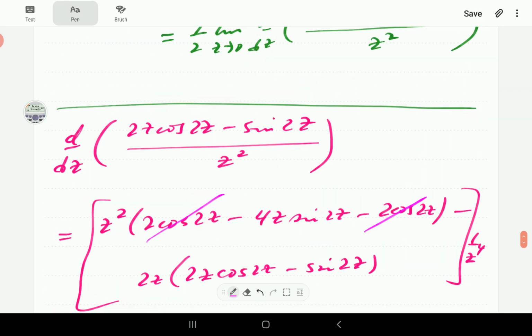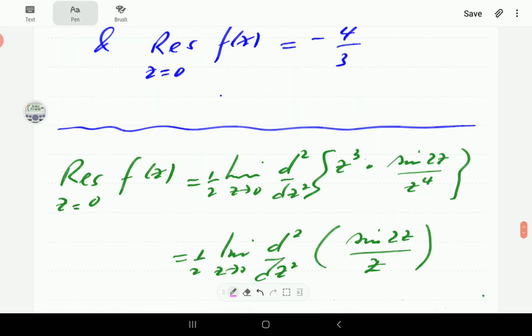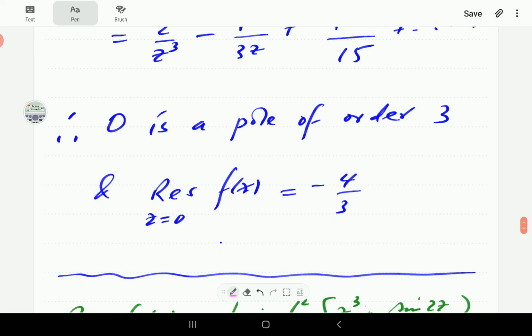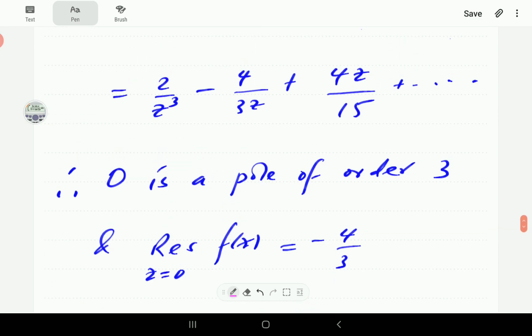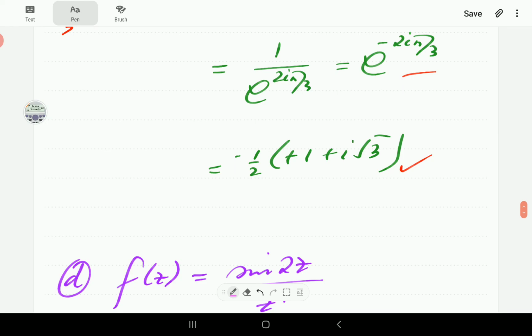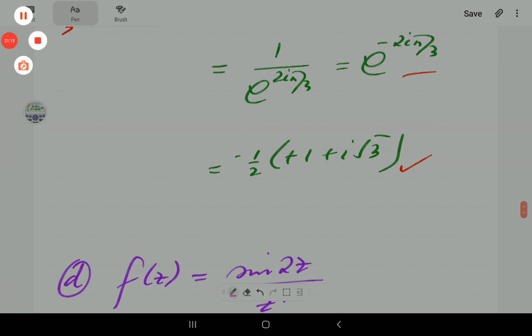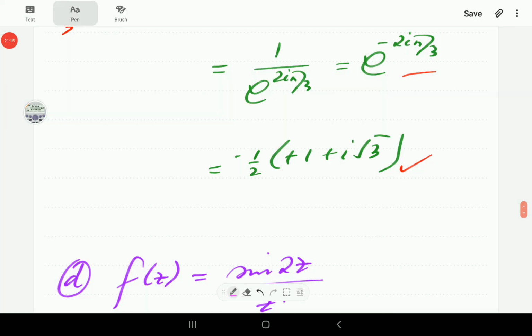But you can see how much work this one has demanded. All right. So that just shows you that you always need to have your Laurent series ready to use in case the formulas are giving you complicated expressions.